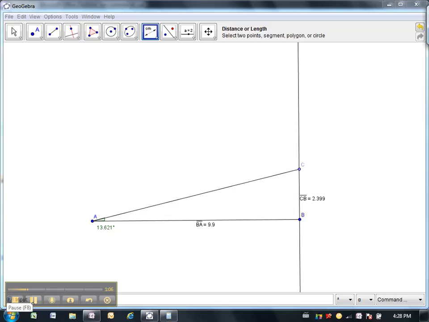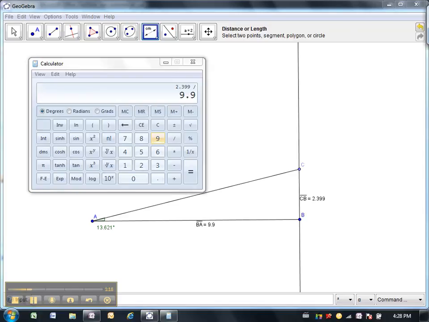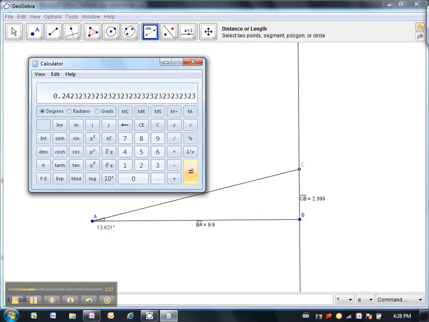Okay, so there are the side lengths, 2.399 and 9.9 for the adjacent side. The 2.399 is obviously the opposite side. Okay, and if we plug that into our calculator and we do 2.399 divided by 9.9, the opposite side divided by the adjacent side, we get 0.242, just like we already figured out from the tangent of 13.621 degrees. So that's always going to be true. Now you might be asking, well, what about the other angle?